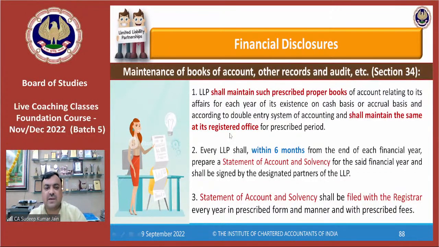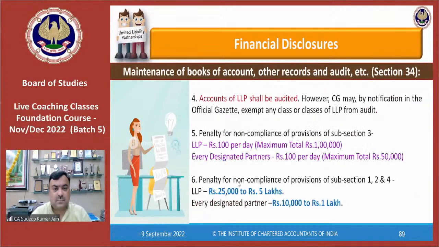The accounts up to the previous year that ended on 31 March you have to prepare, and you have to keep the financial statements ready, which the designated partner should sign. The statement of accounts and solvency, in normal language you can say, is the balance sheet or financial statements. It shall be filed with the registrar every year in the prescribed form and manner and with the prescribed fees. The accounts of the LLP shall be audited as per the guidelines of the LLP.